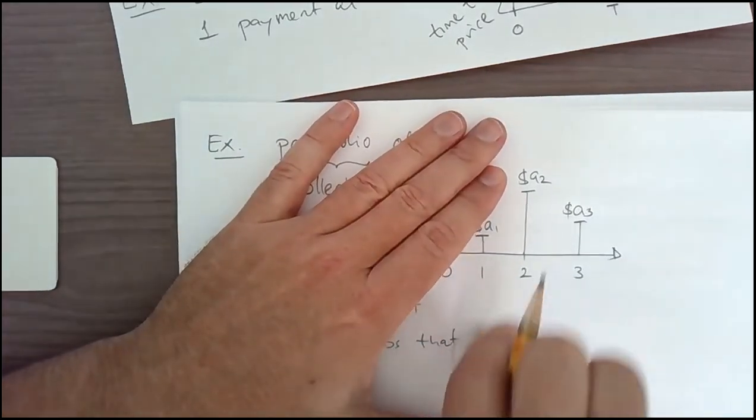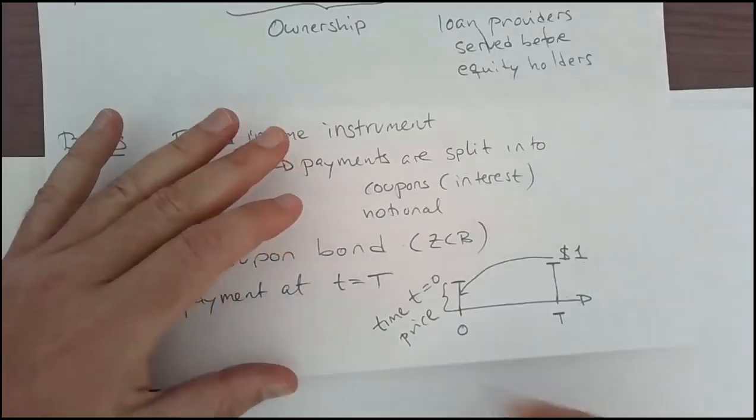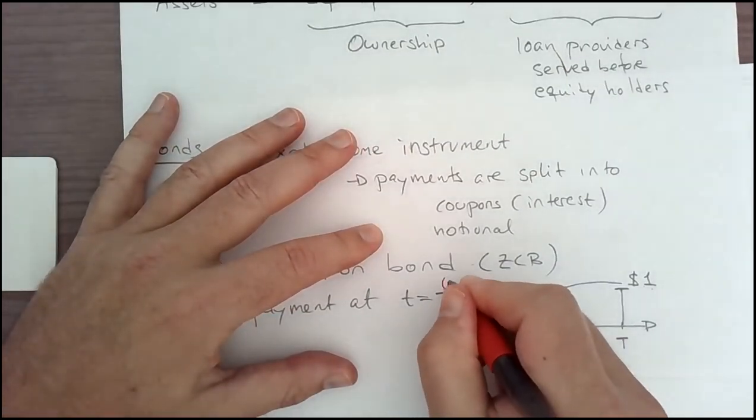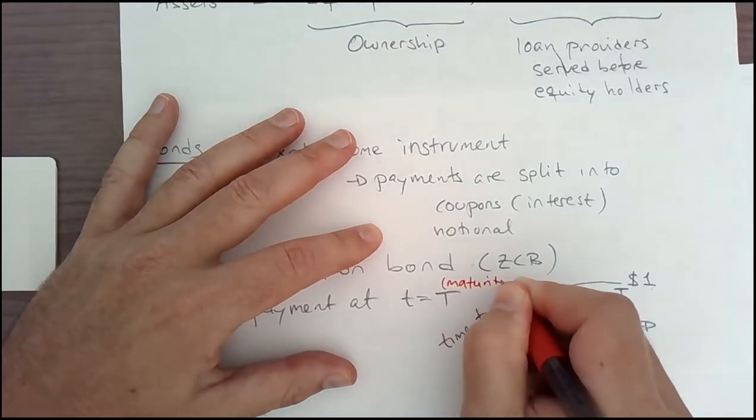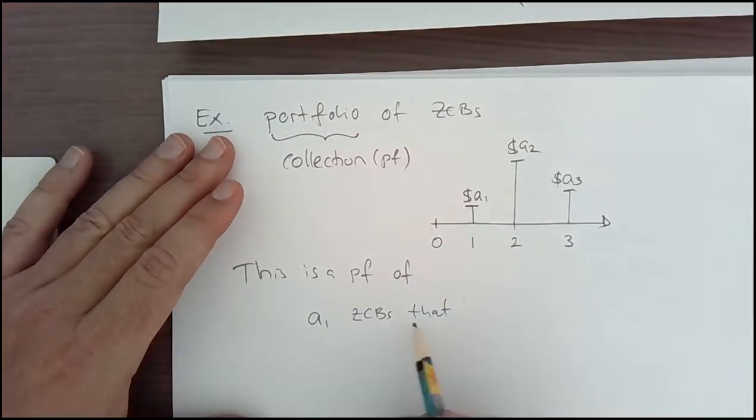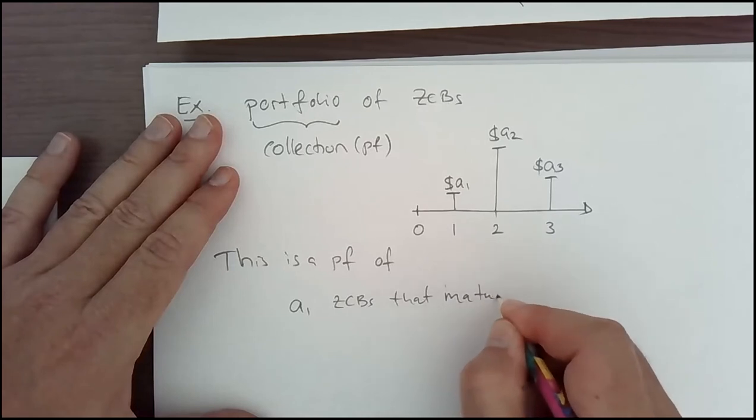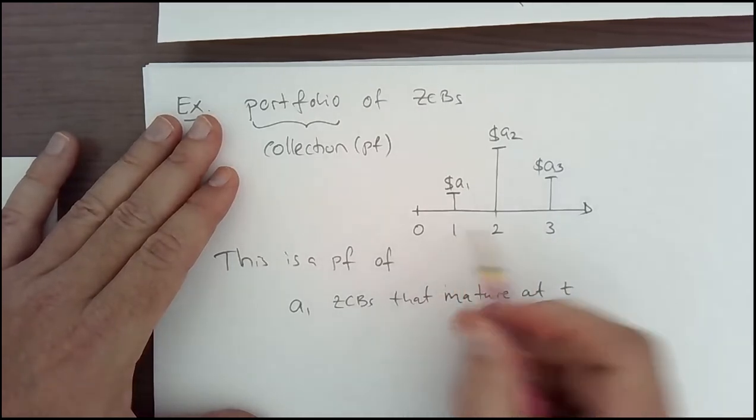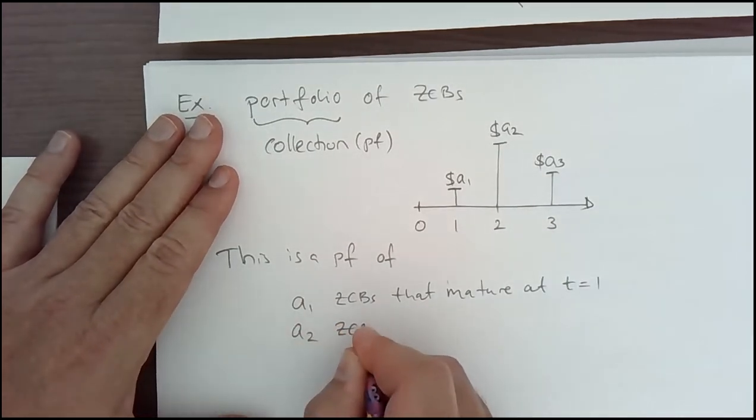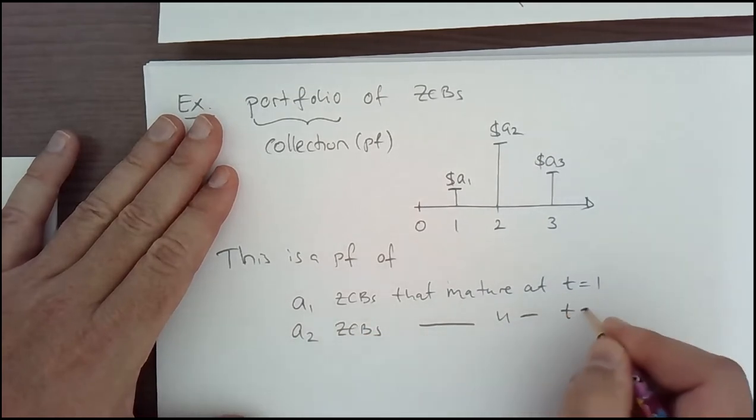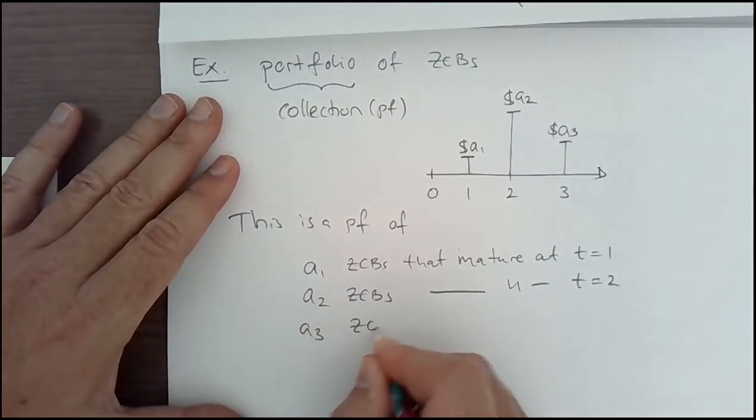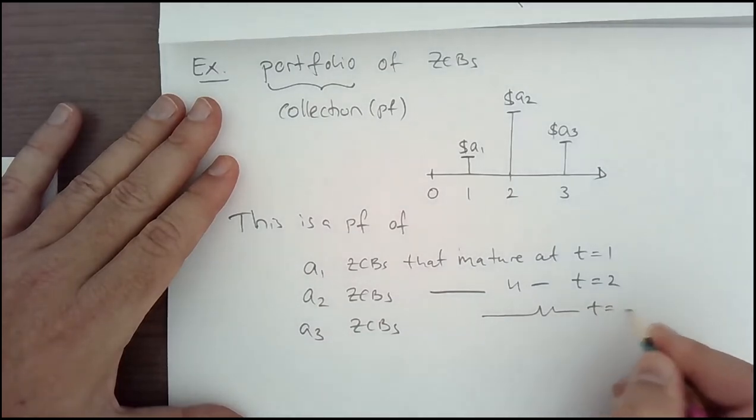that mature. This capital T here, this is called maturity. That's when everything ends. So I have A1 zero coupon bonds that mature at time 1. Then I have A2 zero coupon bonds that mature at time 2, and I have A3 zero coupon bonds that mature at the end.